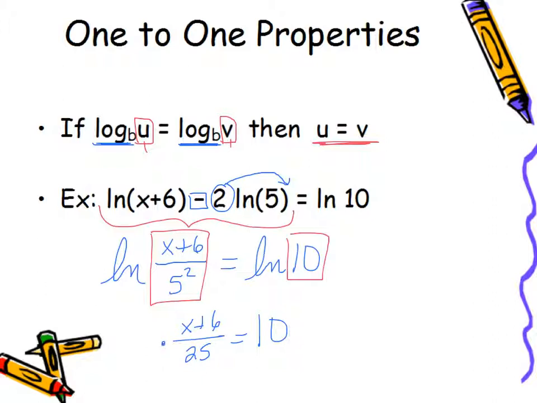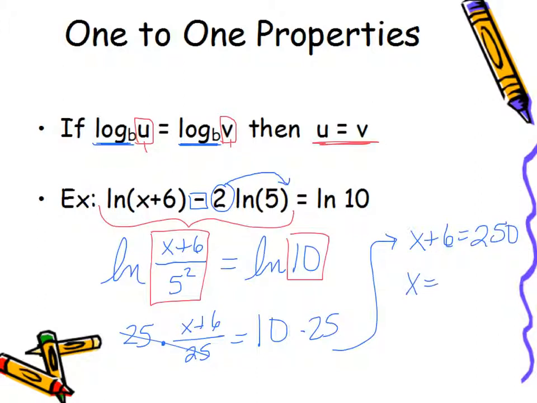You don't have exponentials or logs left. You just do a little bit of algebra. So I've got x plus 6 equals 250. Subtract the 6, and I'm going to have 244 is my answer for that. All right, so those are the one-to-one properties. If you can have an exponential equal to an exponential, or if you can have a log equal to a log, that's when we're going to use our one-to-one properties.